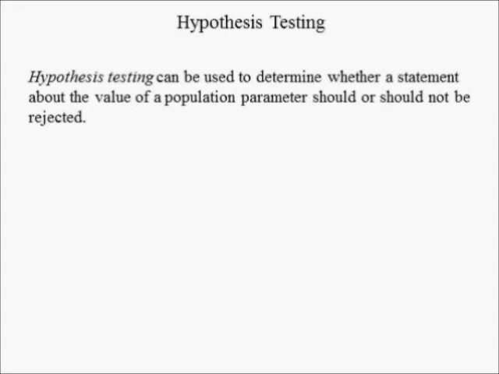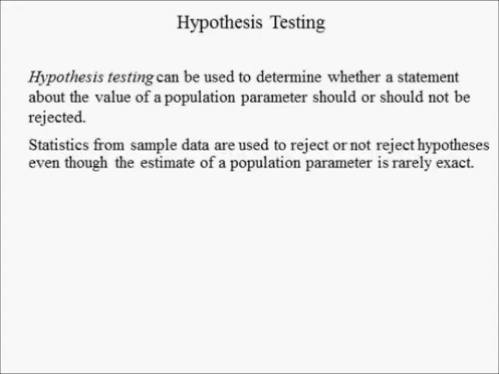Hypothesis testing can be used to determine whether a statement about the value of a population parameter should or should not be rejected. Statistics from sample data are used to reject or not reject hypotheses, even though the estimate of the population parameter is rarely exact.